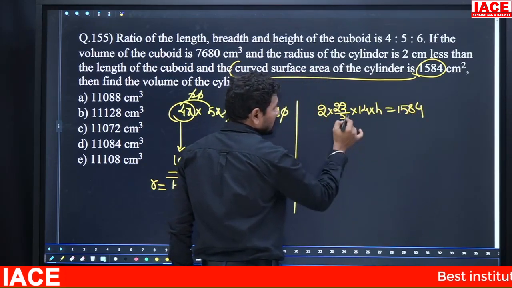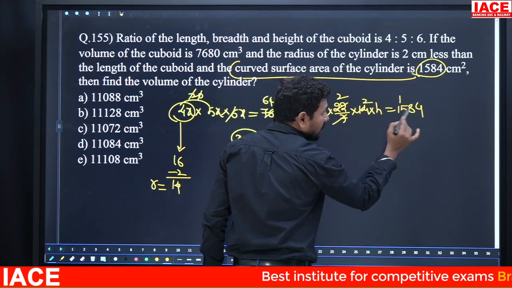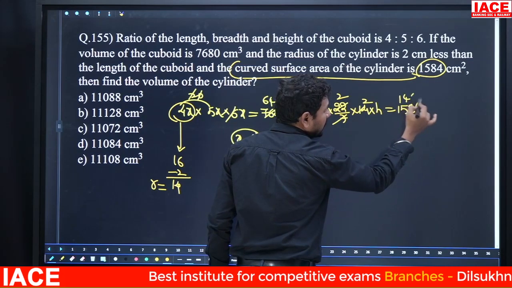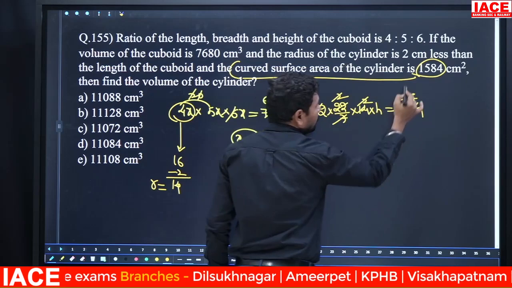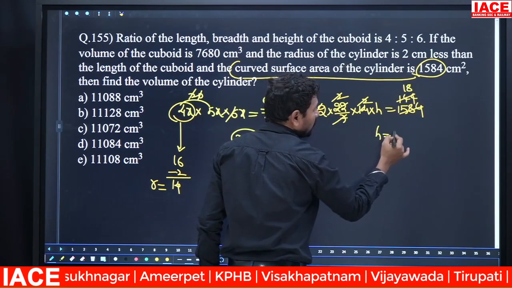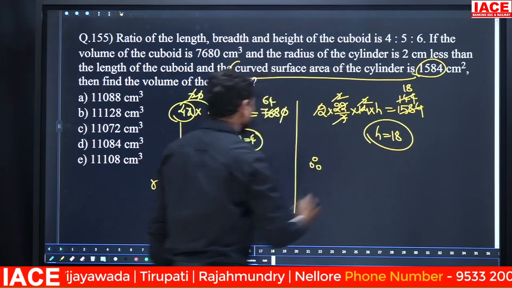Better to cancel with 7 here. 7 2s and 11 2s. 11 1s 11. Remaining is 44. 11 4s and 11 4s. And look at 2 2s 4. 4 2s is 8. 8 to 144, how many times? 18 times. Then finally you got the height value is 18. From this, you have a height and you have a radius also.